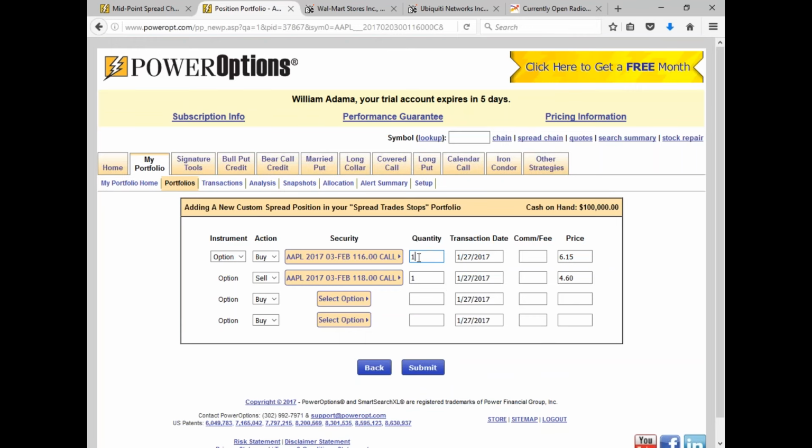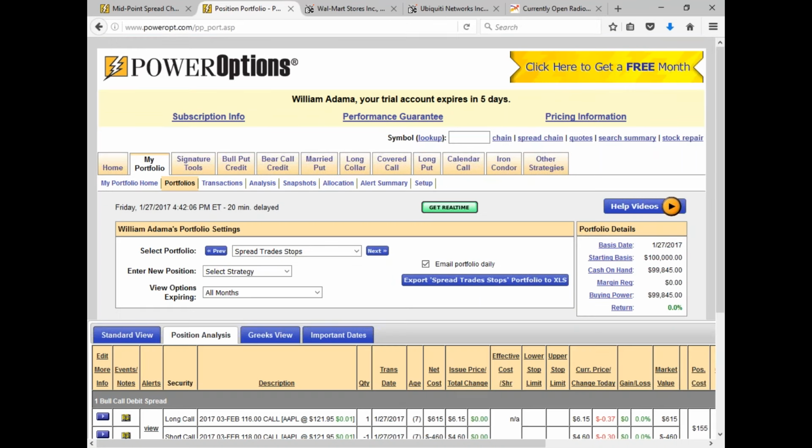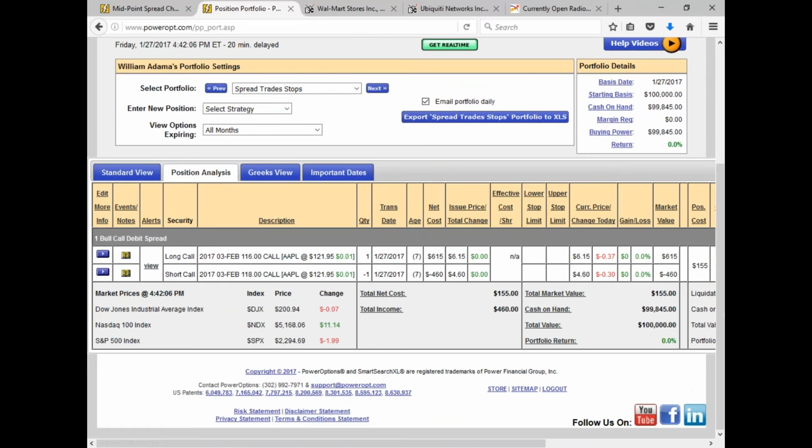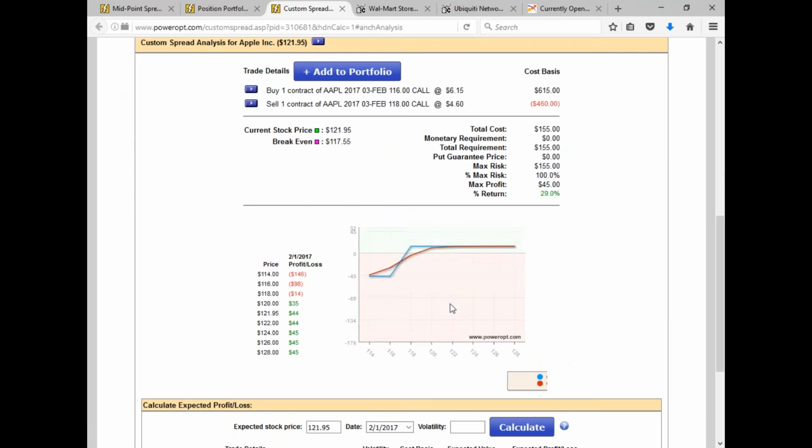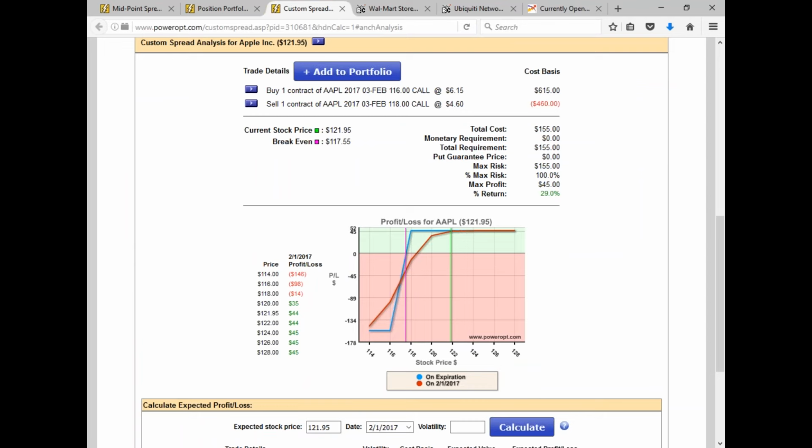Okay, so let's say we'll keep the math simple. I'm just going to use one contract of each, if that's all right. We're going to put that we enter this trade today for our bull call debit spread. Let's go to the profit and loss chart to get a better view. Here's the profit and loss chart if we enter the bull call debit.